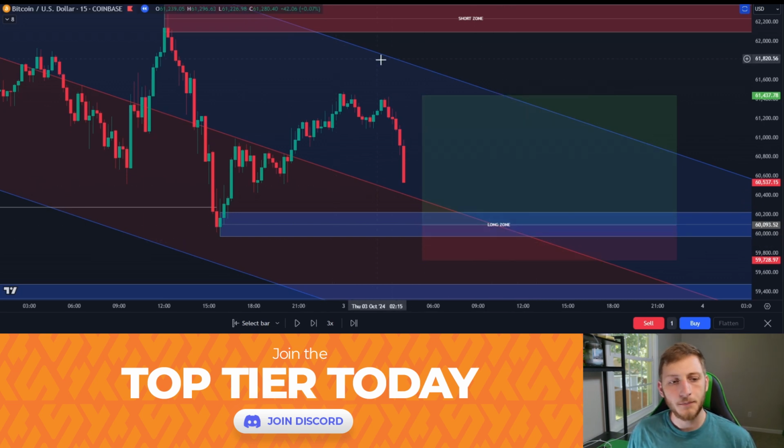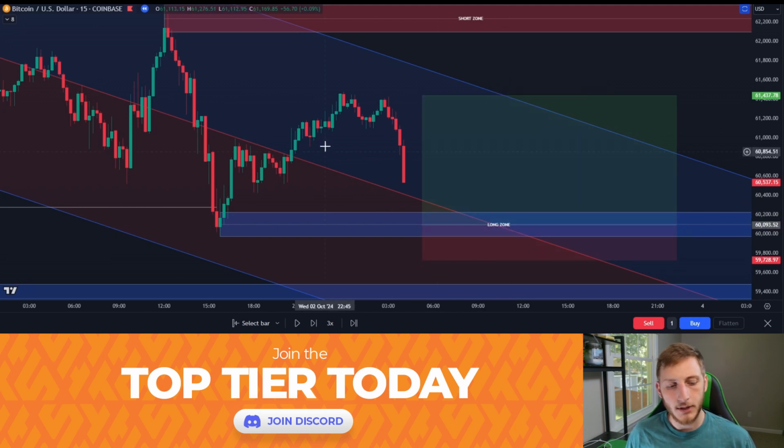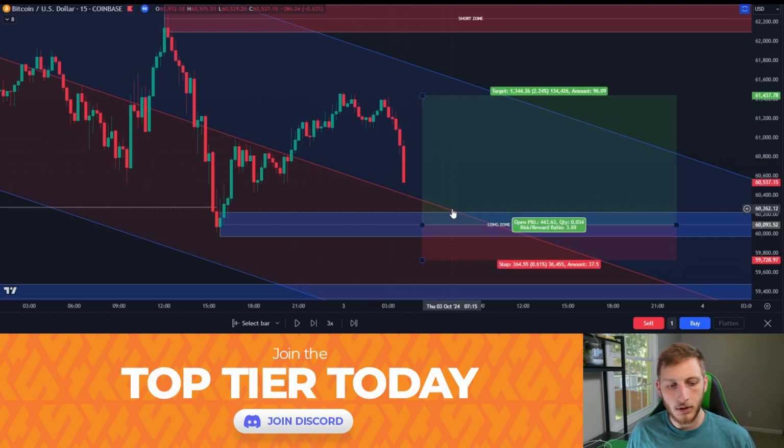Now, you guys can use the upper bound of the regression channel as resistance. You could use the lower bound of the regression channel as support. You can also trade off of the midpoint or the equilibrium of the range. So in this case, we are back testing it from above it, so we are looking for it to act as support. And that equilibrium is coming very nicely in line with our long zone.